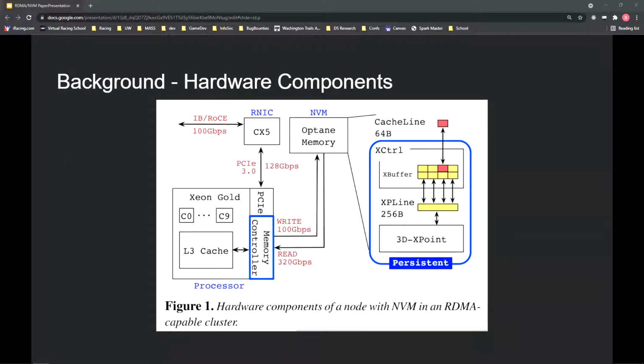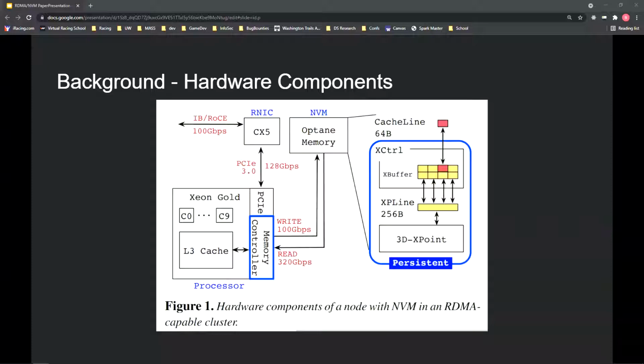To start with a bit of background, this is figure 1 from the paper. It shows the typical hardware components of a node with NVM in an RDMA-capable cluster. First thing to note is the RDMA-capable NIC with a bandwidth of 100 gigabits per second. Next is the NVM, which in this case is an Intel Optane PM. A few things to note about it. It provides a DRAM-like memory interface, which allows the CPU to use load and store and non-temporal store operations to read and write to it.